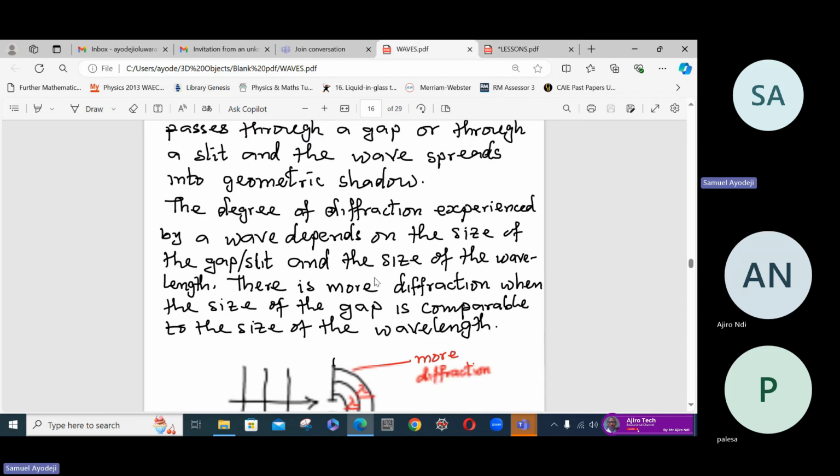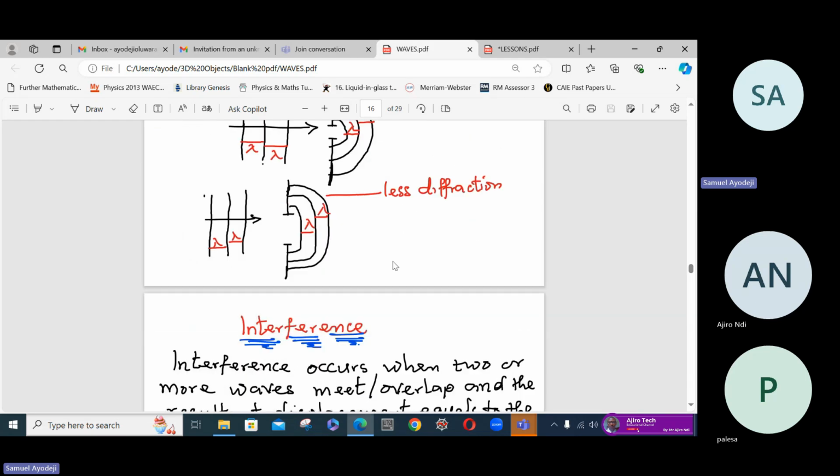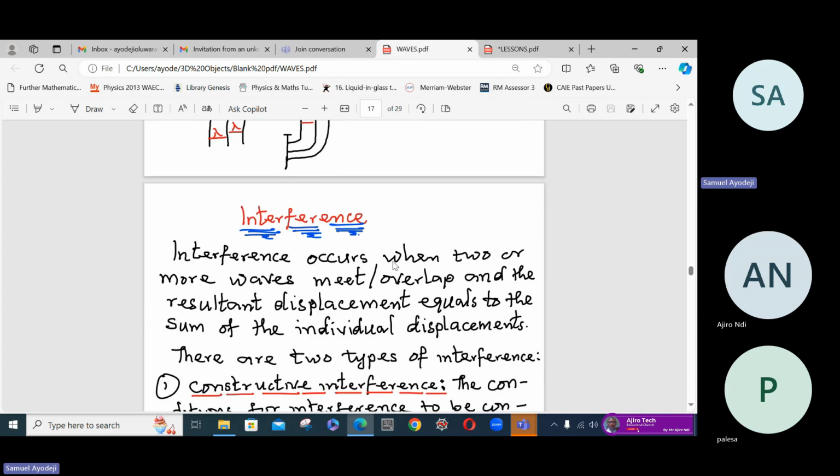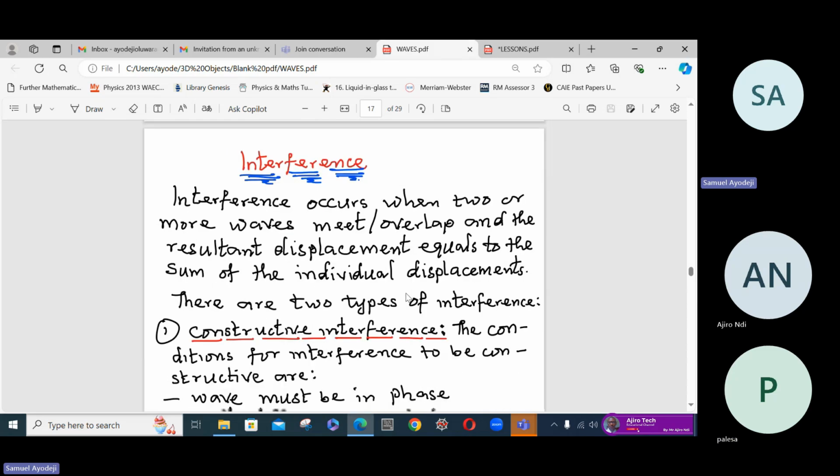So it depends on this. That's what we have here. Now, the second phenomenon that occurs from the superposition of waves is called interference. Defining interference is the same as stating the principle of superposition of waves. Interference occurs when two or more waves meet and overlap, and the resultant displacement is equal to the sum of the individual displacements. So that's all.